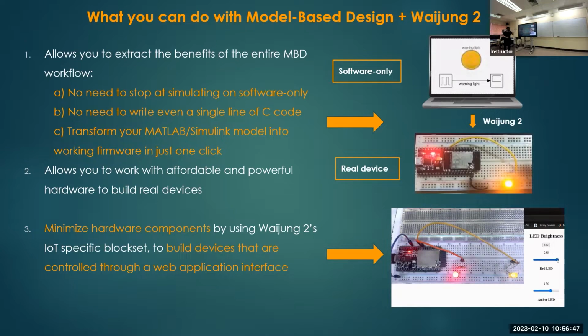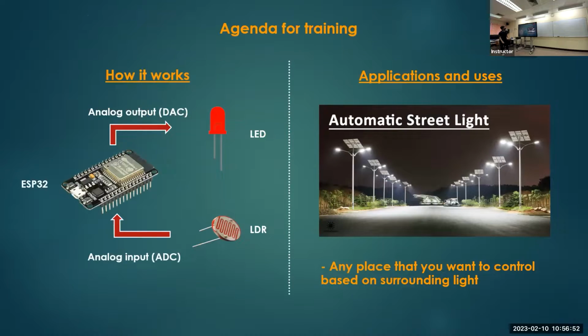We can minimize the hardware, and we can get maximum results. So today's agenda will be working with a simple LDR and LED, and it'll be something like in a dark room the light will turn on automatically, and in a bright room the light will turn off automatically. That will be the focus of today's projects, and there can be many applications and uses: automatic street lights, any place that you want to control the light based on the surrounding environment or surrounding light, right?